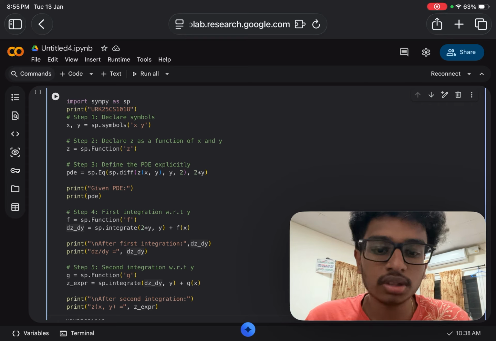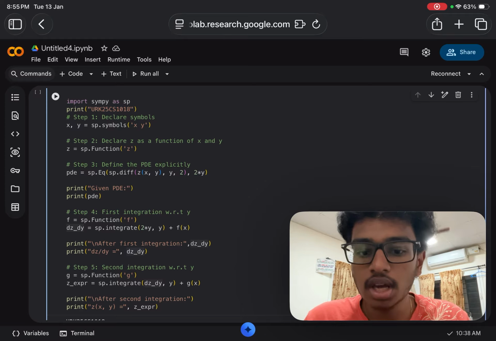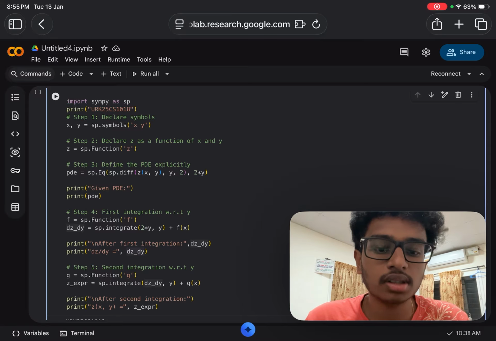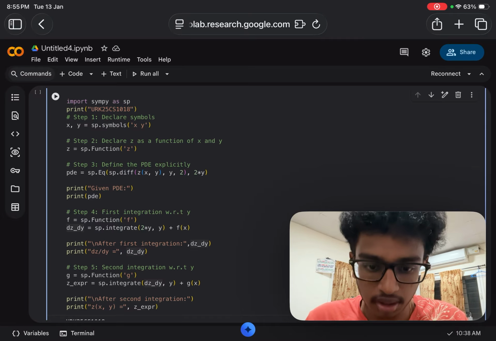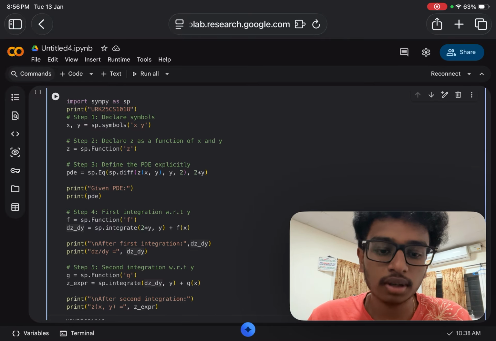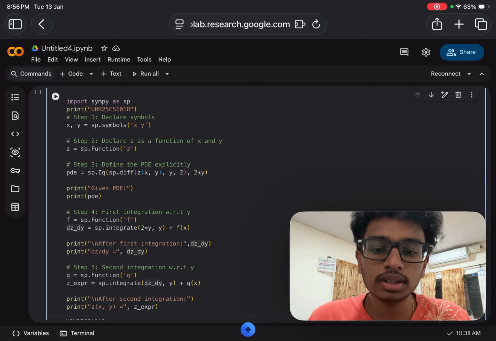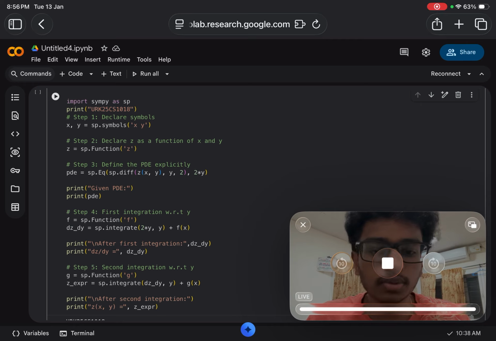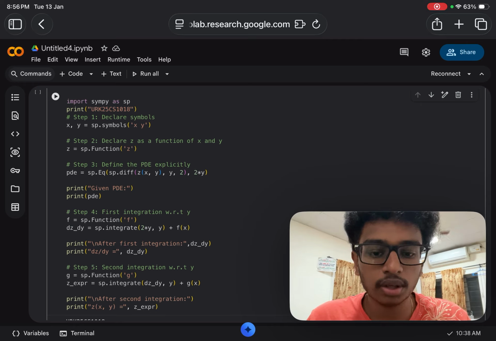Then we integrate once more with respect to y to obtain the function z(x, y). So we write z(x, y) = ∫(y² + f(x)) dy. Now the integral of y² with respect to y is y³/3. Also, since f(x) does not contain y, it behaves as a constant while integrating with respect to y.